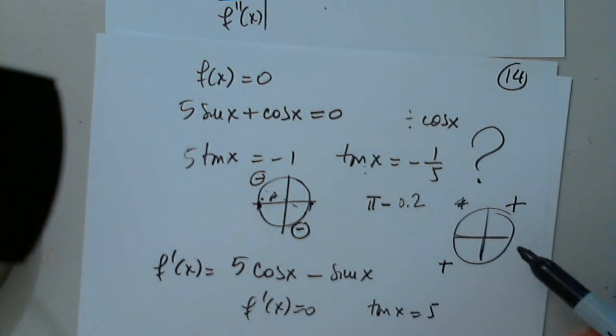Okay, so I need here and here. So I have a solution already in the first quadrant, and then a solution in the third.